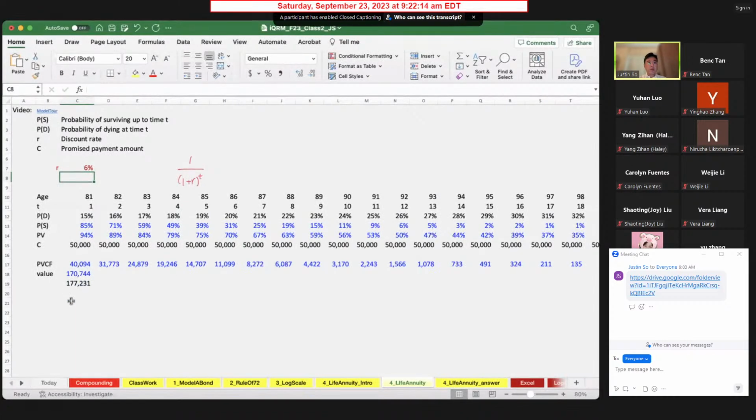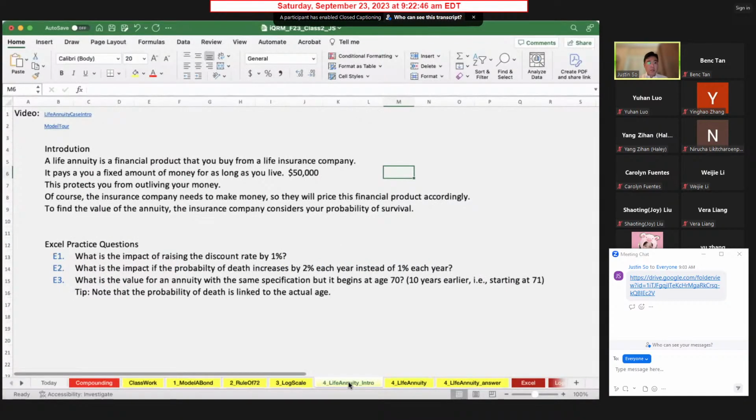See? The value is changed. 5%, 177, 6%, 170. So actually the difference here is this minus this. Negative $6,000 difference. So that's what happens. You can easily see. So what is the impact? The second question, what is the impact if the probability of death increases by 2% each year instead of 1% each year?